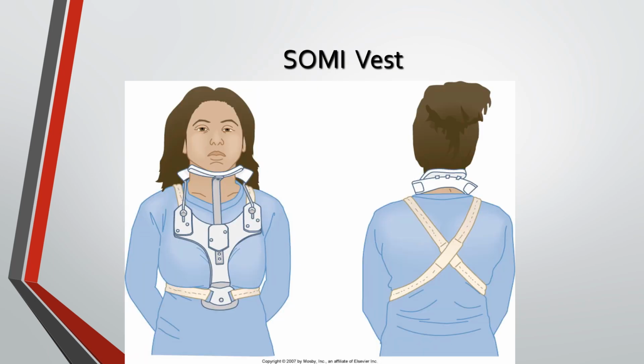You have the sternal-occipital mandibular immobilizer. It's called the SOMI vest. Note the rigid shoulder straps and encompassing vests, and they come in various sizes. So just be mindful that with anything the patient has on to keep them stabilized, they really should not be turning and twisting their heads and necks.